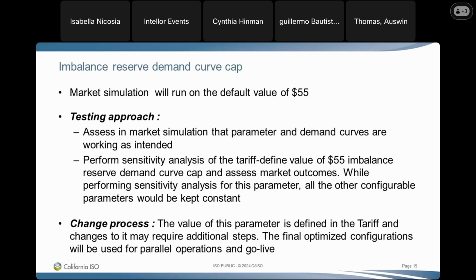As mentioned earlier, we will run sensitivity analysis on this parameter, keeping all other parameters fixed, and then use the optimized one in the parallel operations. Before going to the fifth parameter, I'll pause and take comments. Continue.